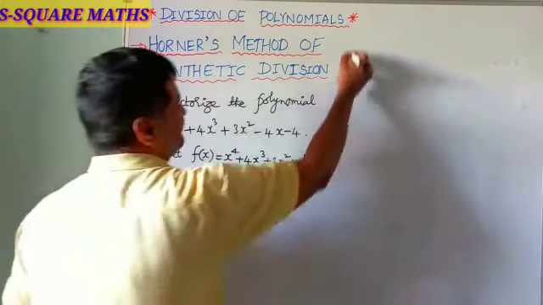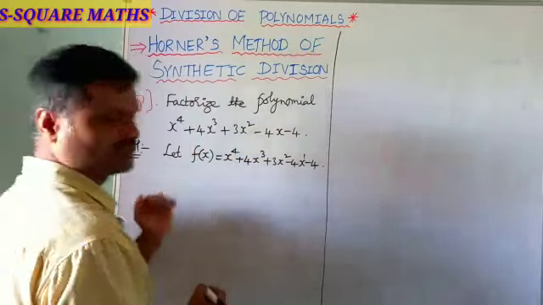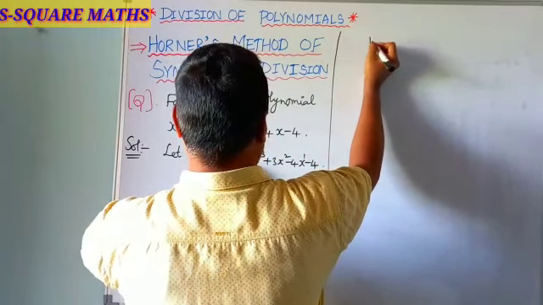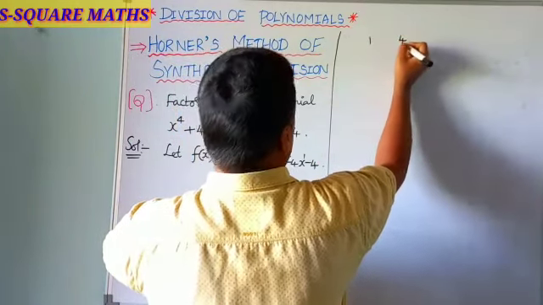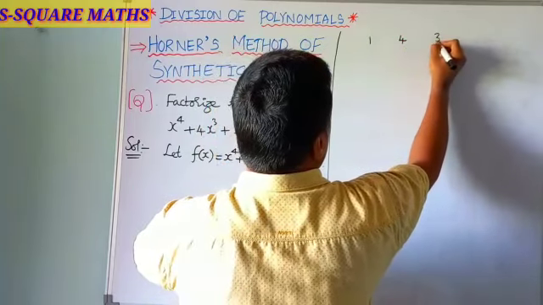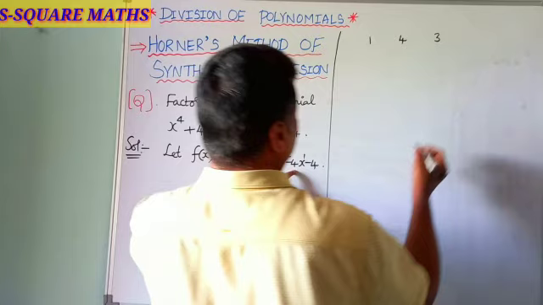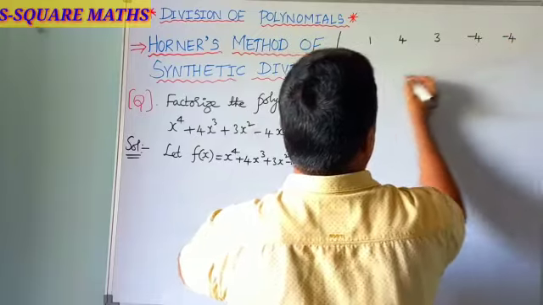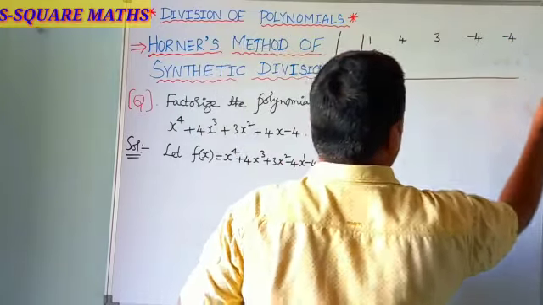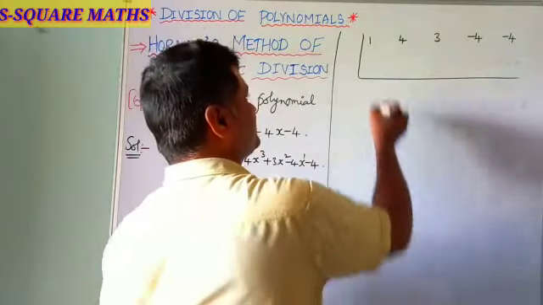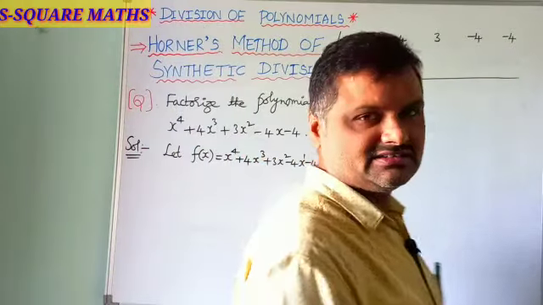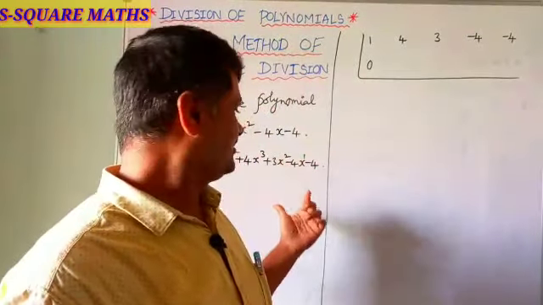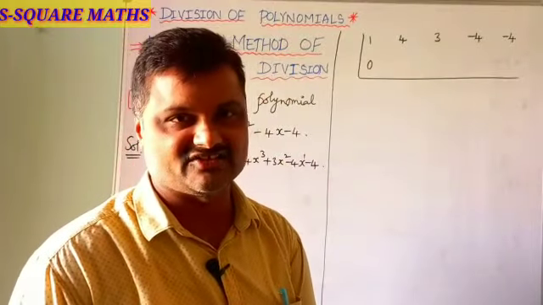Here we are going to start now. Consider the coefficients. For x power 4 the coefficient is 1, for x cube it is 4, for x square it is 3, for minus 4x it is minus 4, and next the constant is again minus 4. After writing the coefficients, draw a line and place a 0. This is the first and foremost step of Horner's method of synthetic division, after writing the given polynomial in standard form.